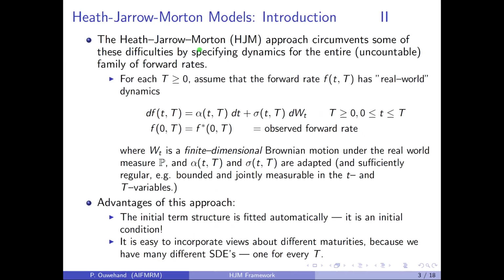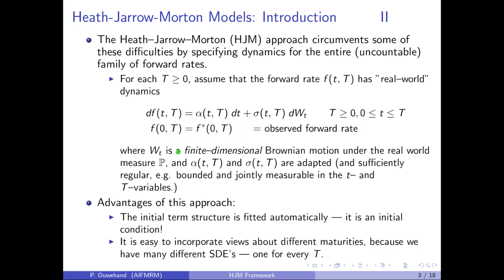The Heath-Jarrow-Morton or HJM approach circumvents some of these difficulties by specifying dynamics for the entire uncountable family of instantaneous forward rates. For each maturity capital T, it assumes that the forward rate, F(t,T), has real-world dynamics given as follows. Thus we have a stochastic differential equation here for every capital T, and each of these SDEs has its own drift process alpha and its own matrix-valued volatility process sigma. We also have an initial condition, which is that the initial forward rate is the actual observed forward rate that we glean from the market.